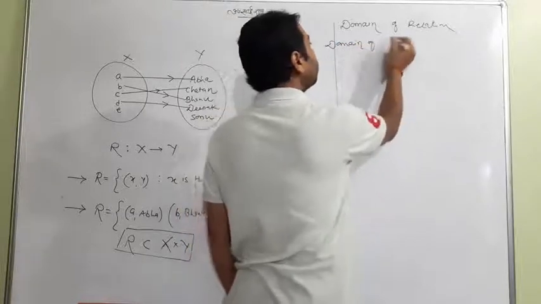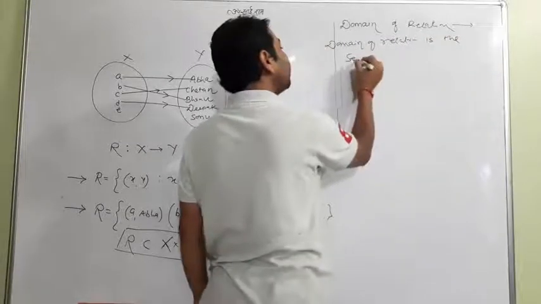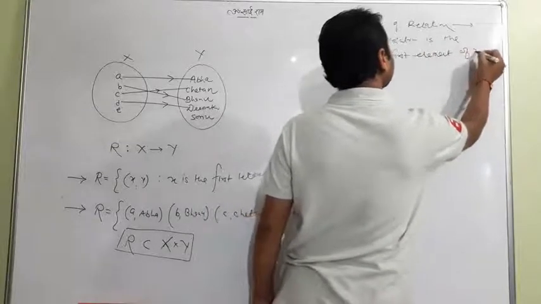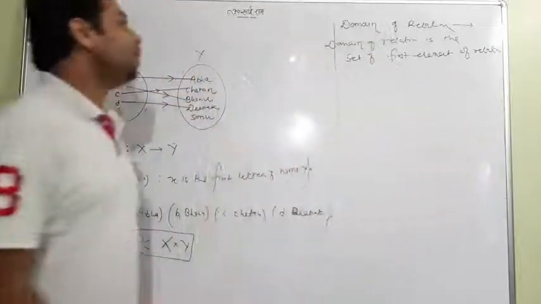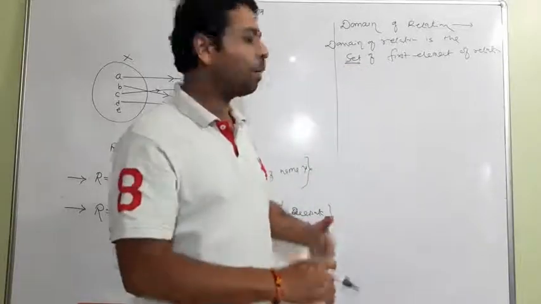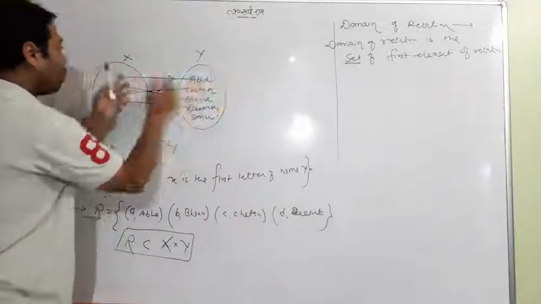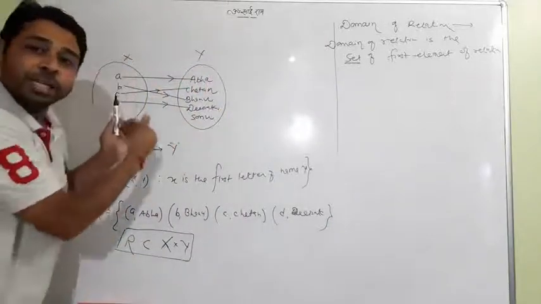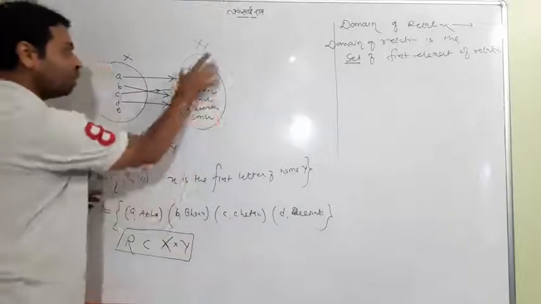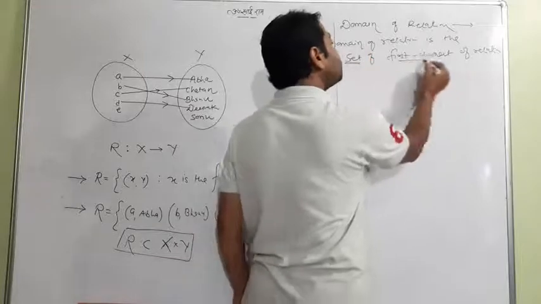Domain of a relation is the set of first elements of the relation. Very simple. Domain is also a set, but of the first elements of the relation. So it is a set of first elements, A, B, C, D, E. These are called first elements, and these are called second elements. So what is it saying? Domain is the set of first elements of the relation.